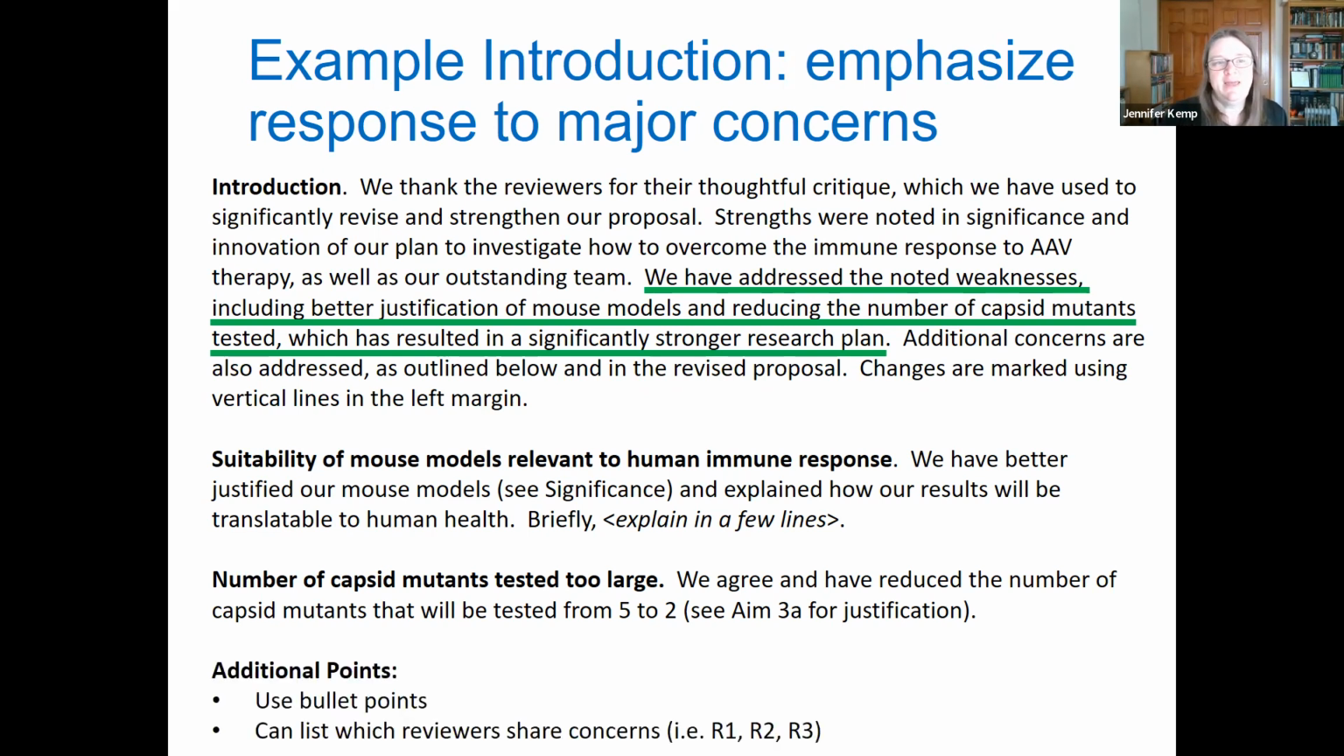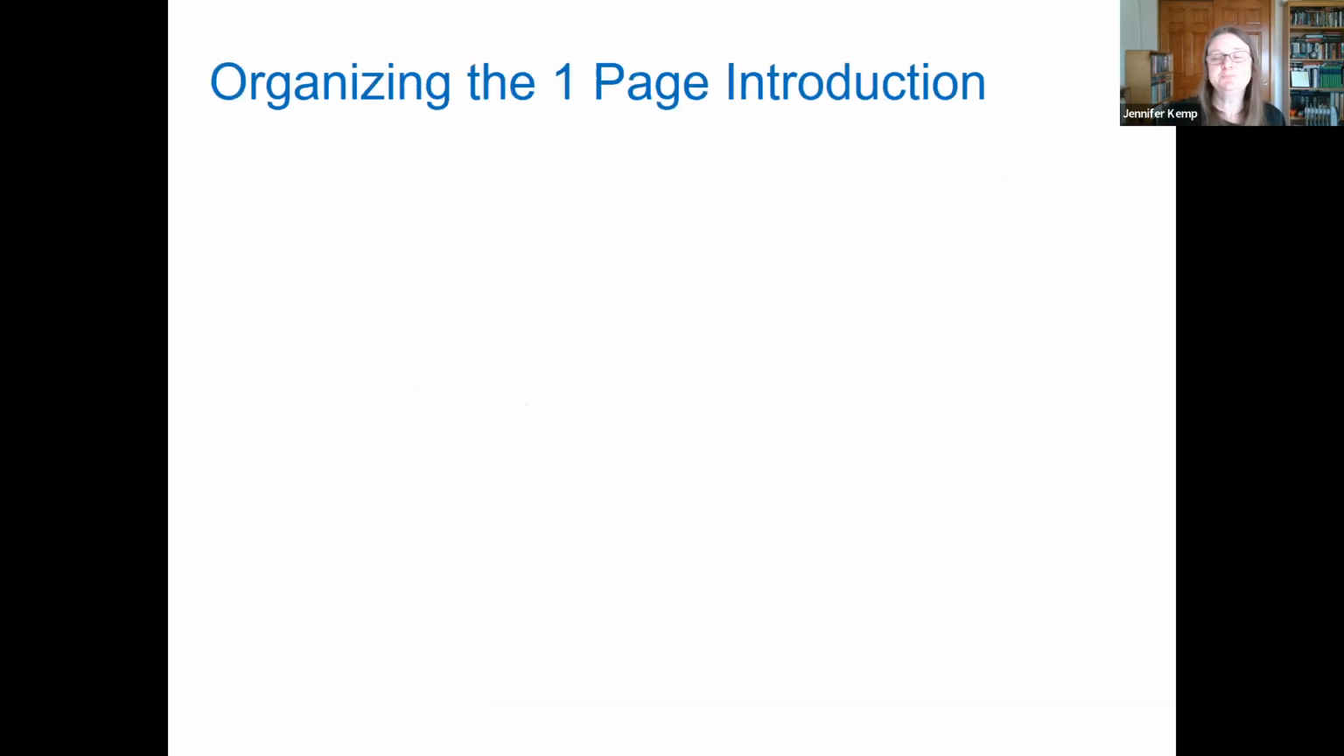Okay. And then for whatever additional points also came in your summary statement, use bullet points. And you can also list which reviewers had these concerns. So some people will do it like this, they'll say number of capsid mutants tested is too large, parentheses, R1 and R3, if those were the two reviewers that called that out.